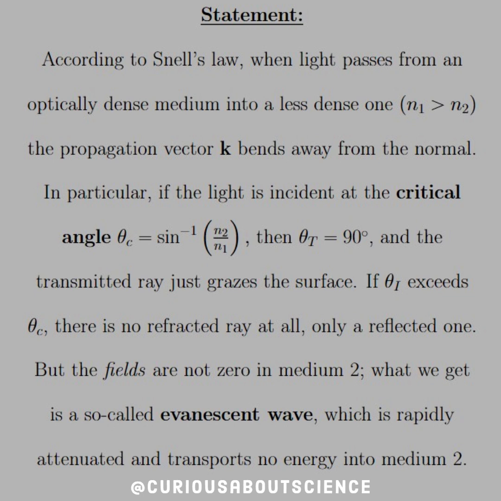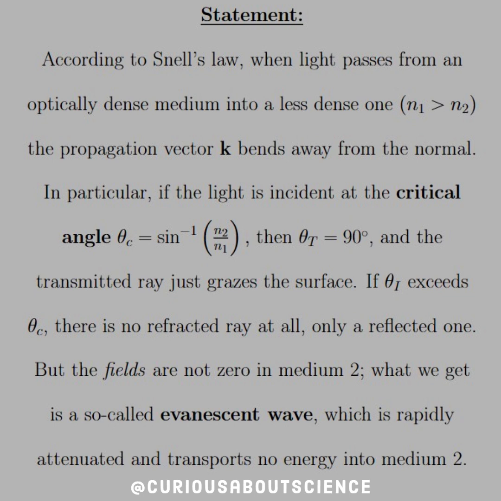So the statement is, according to Snell's law, when light passes from an optically dense medium into a less dense one, n1 is greater than n2, the propagation vector k bends away from the normal. In particular, if light is incident at the critical angle theta c equals sine inverse of n2 over n1, then theta t is equal to 90 degrees. So transmission is at 90 degrees, and the transmitted ray just grazes the surface.